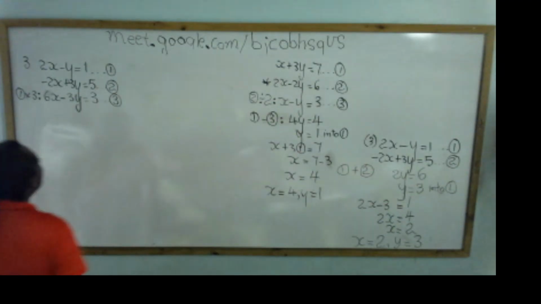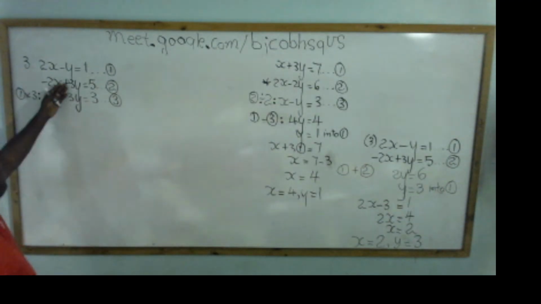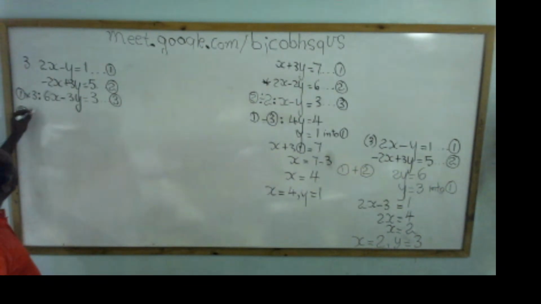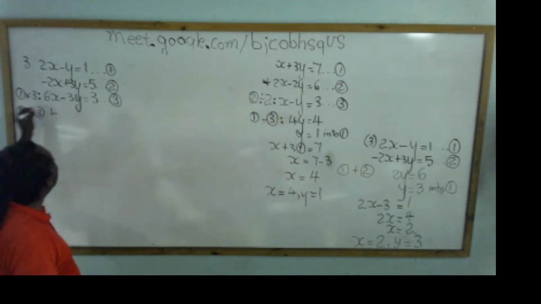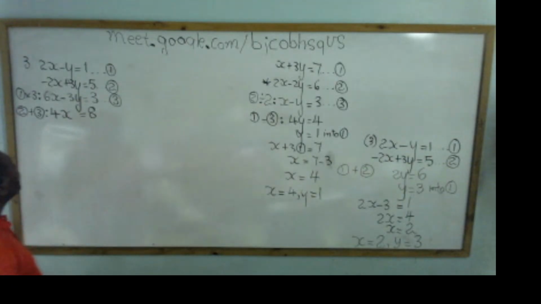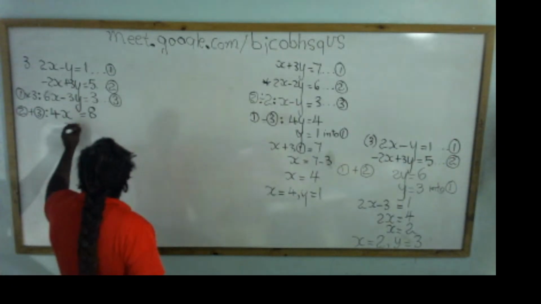There's no problem. Notice that now we have the plus 3y and the minus 3y, so additive inverses again. Equation 2 plus equation 3. Negative 2x plus 6x. Make sure you see that: that is not 6 plus 2, but negative 2 plus 6. We will get 4x is equal to 5 plus 3, which is 8. So x is equal to 2.